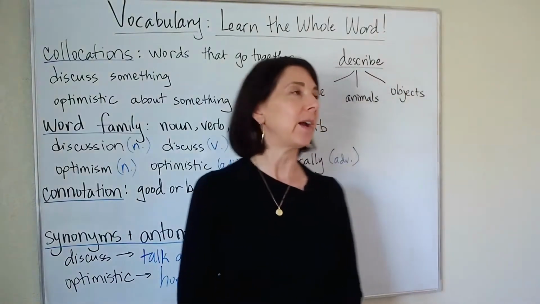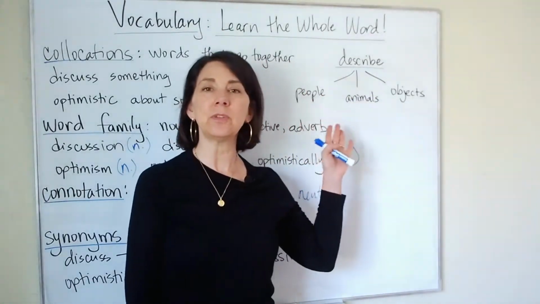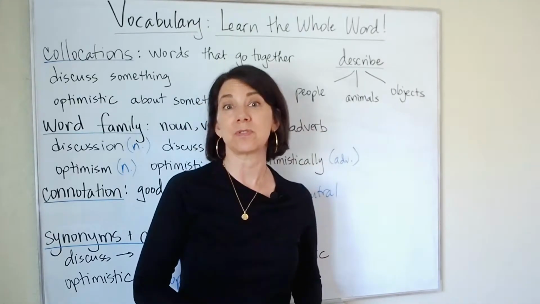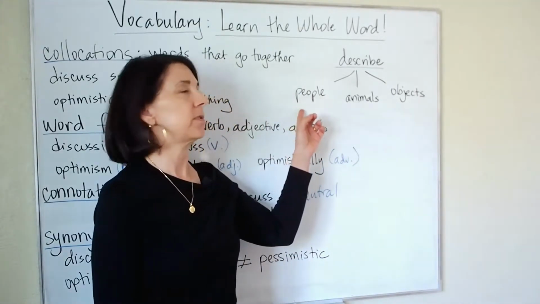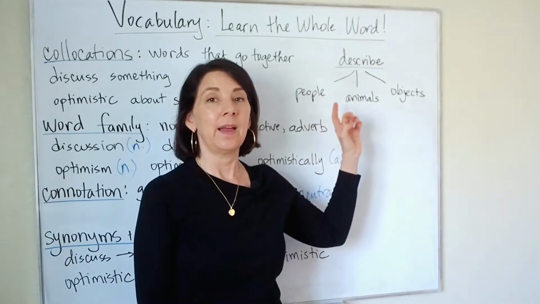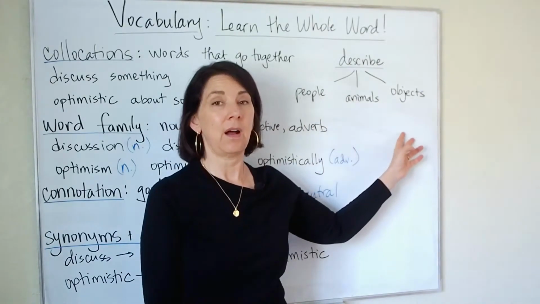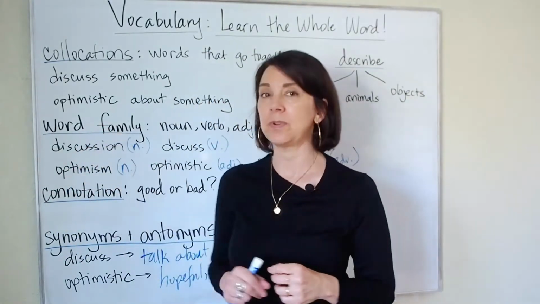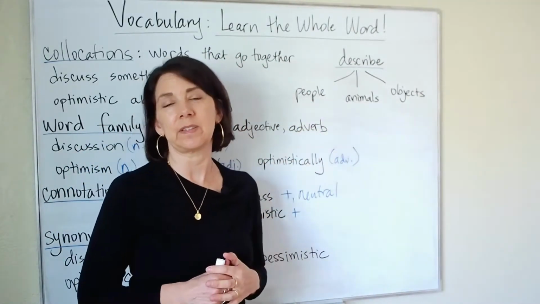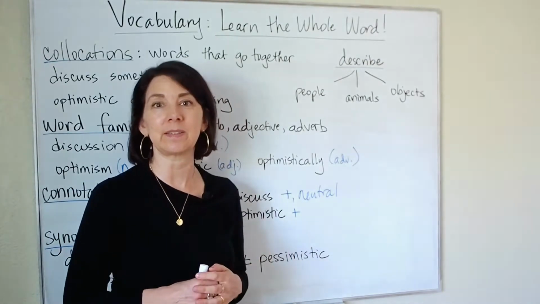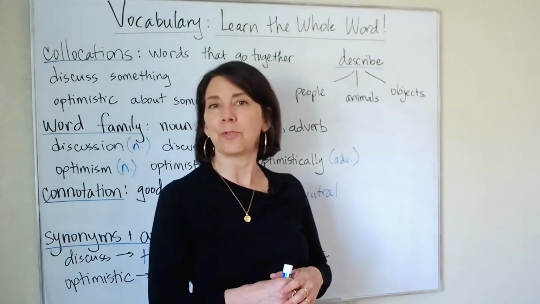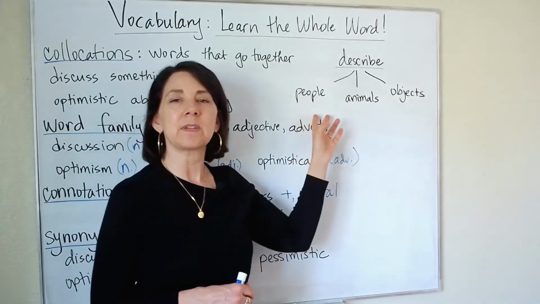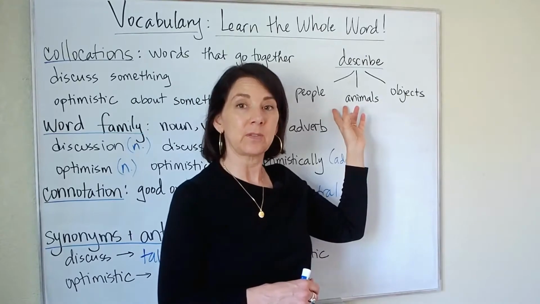Okay, next, I want to just quickly mention that when you learn a new word, you should also learn what we use the word to describe. Do we use the word to describe people, animals, objects? So let's break it down. For example, for the word discuss, we use discuss obviously for people. People can discuss things. We don't use discuss for animals. And what about the word optimistic? Optimistic we would use for people as well.